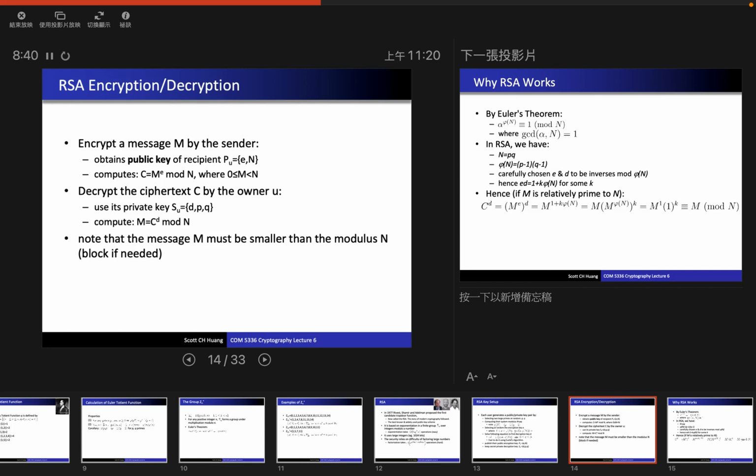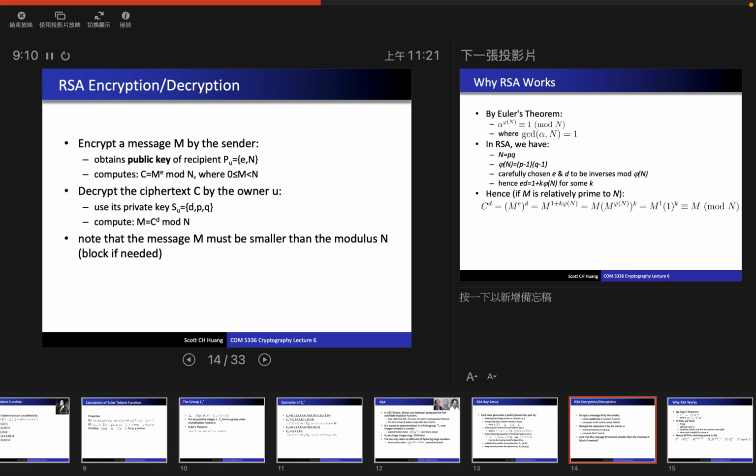So surprisingly, it's very easy, right? And why is it true? Because of Euler's theorem. Euler's theorem guarantees that if you have a plaintext M, you raise it to the power of E, you get a ciphertext. Then you raise it to the power of D, and you go back to the plaintext. That's because of Euler's theorem.